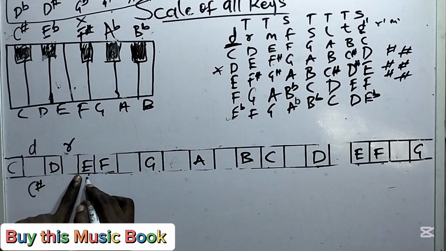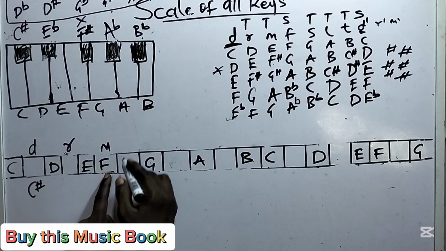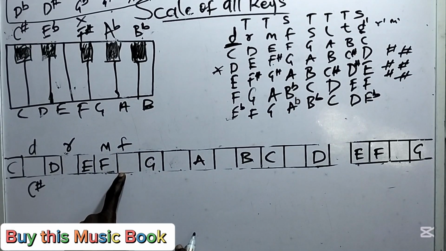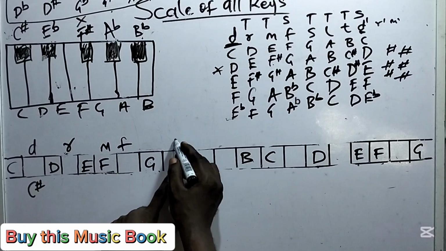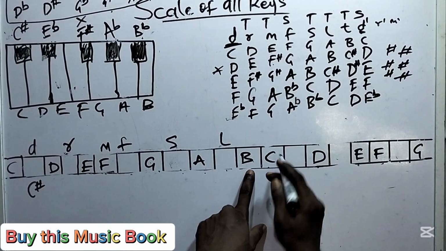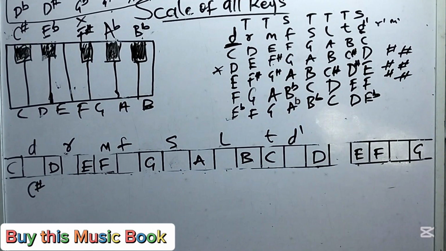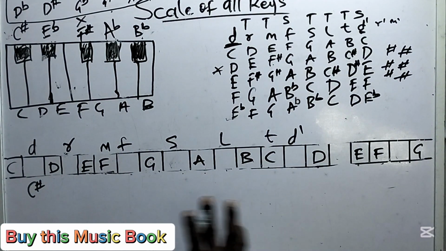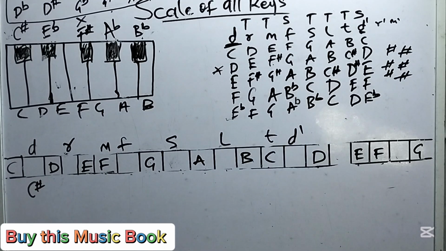After Re, 1, 2. This is the Mi. After Mi, the next one is Fa. Remember, it's a semitone. After Fa, 1, 2, this is the So. 1, 2, this is the La. 1, 2, this is the Ti. After Ti, the next one is what? Do. Naturally, let us write out. I will not write it here. Let us write out. I will show you something.